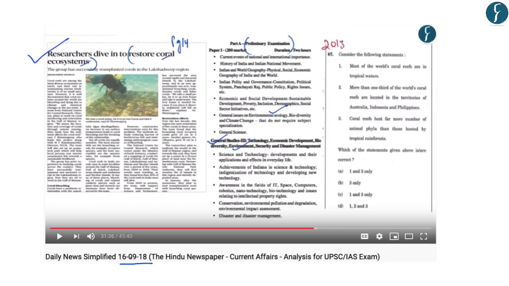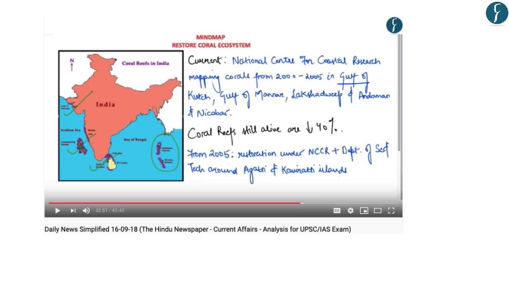Further, in the DNS of 16 September 2018, a news article appeared and was discussed, which is that researchers dive in to restore the coral ecosystems. And this was related to one of the initiatives to restore the coral ecosystems. Now, this effort of restoration of the coral ecosystems was being carried out by National Center for Coastal Research.